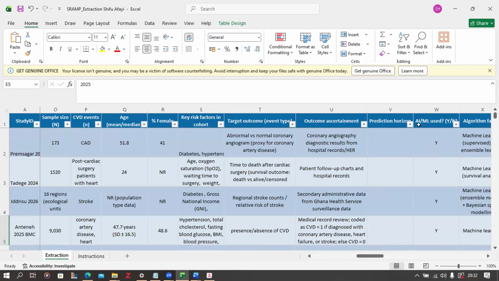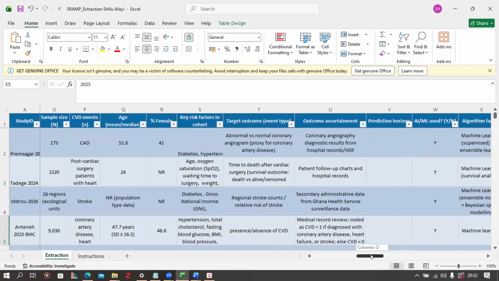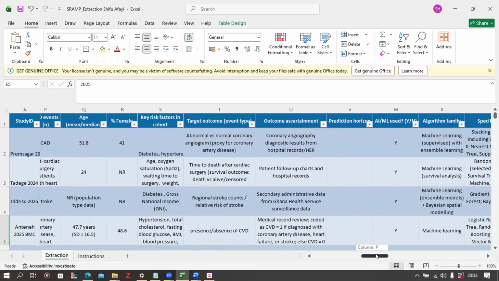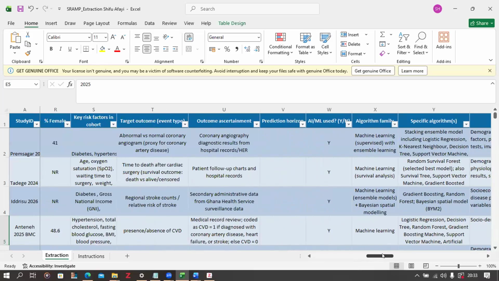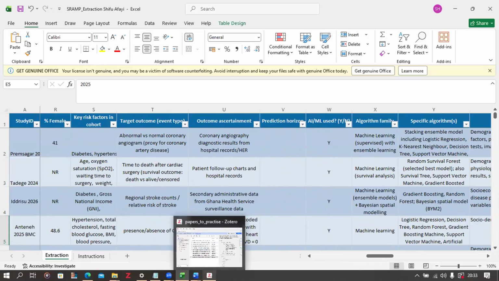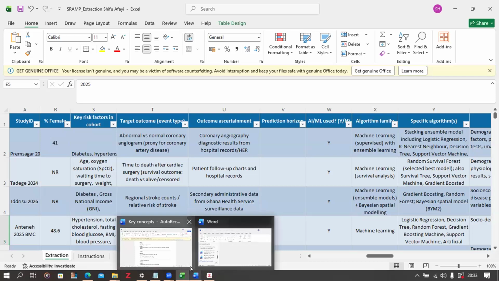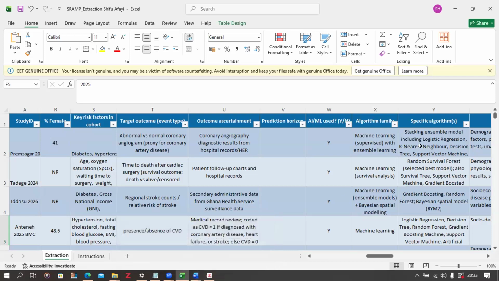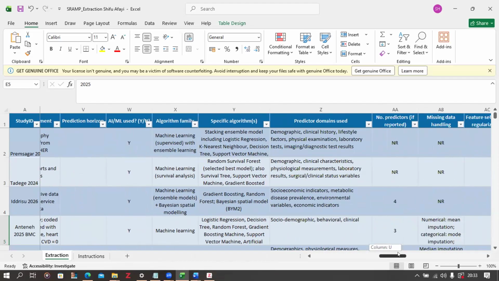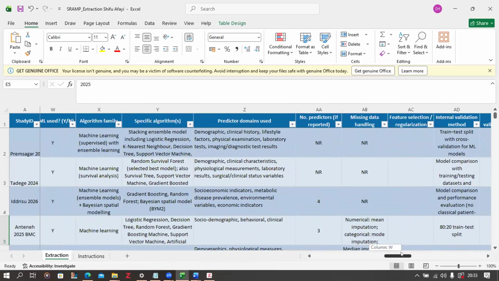And then for whether AI or machine learning was used, most papers reported the use and gave the algorithms that were involved. Then I equally did a bit of research to know about the algorithm families, which I showed in my Word document earlier, and then the specific algorithm. All the papers reported the specific algorithm, but my worry came, I don't know if what I did was correct.